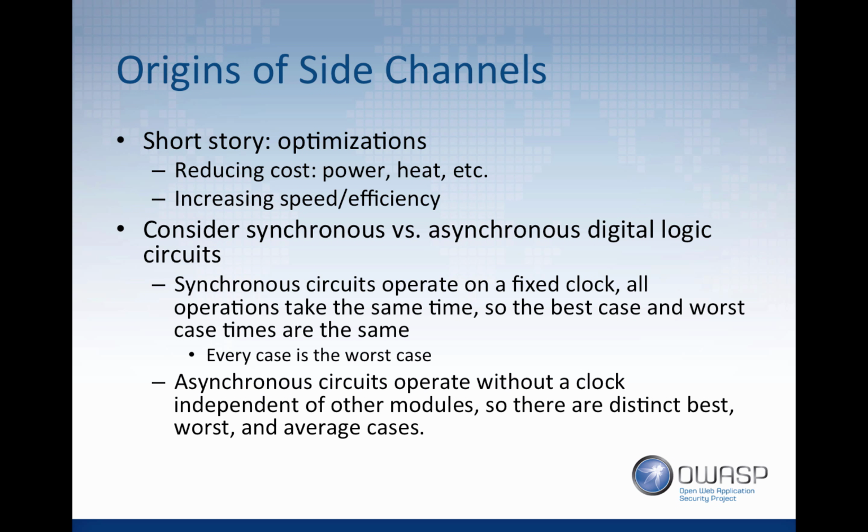So the hot new research topic was building asynchronous digital circuits. We don't have a clock. All these little modules of logic operate independent of each other, and when they finish, they communicate to each other and pass on the work, and when they're done, they're done. So now instead of every case being the same, you have best case, worst case, average case, right? And the idea is that the average case costs less than the worst case. But now all of a sudden we have this asymmetry, this ability to differentiate between operations.